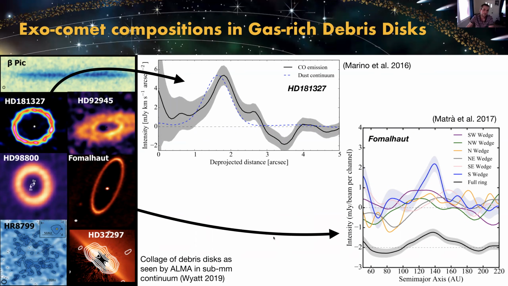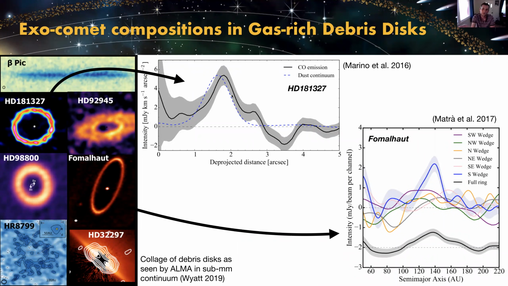Not in these beautiful spatially resolved images, but if you integrate over the azimuthal angle here, or in HD 181327, you find that there's this CO emission peak that is co-spatial with where the dust is sitting. This is then thought to be second generation CO, produced during the collisional cascade, during the destruction of these planetesimals, as they release their CO ice back into space.